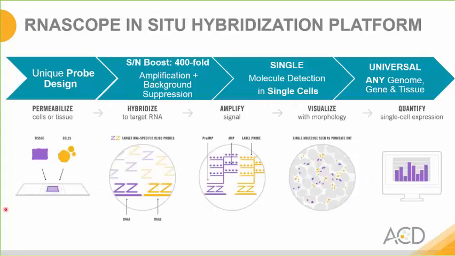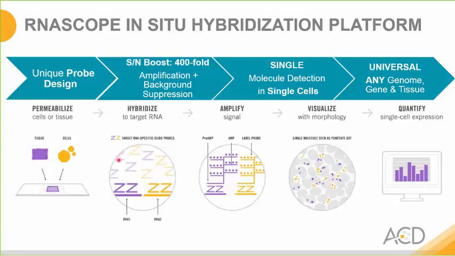To start with, RNAscope is an assay that can be performed on a variety of tissue types, including formalin-fixed paraffin-embedded tissue, which is critical as it's one of the most common tissue types in both research and development as well as clinical settings. The assay can also be performed on frozen tissues and other tissues, so it's not limited to FFPE, but it certainly has been optimized for FFPE.